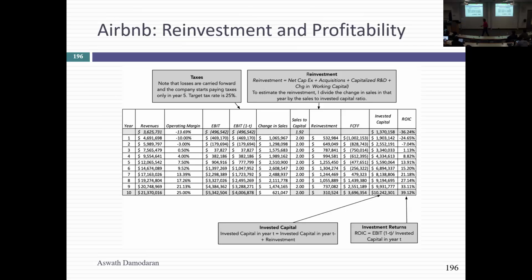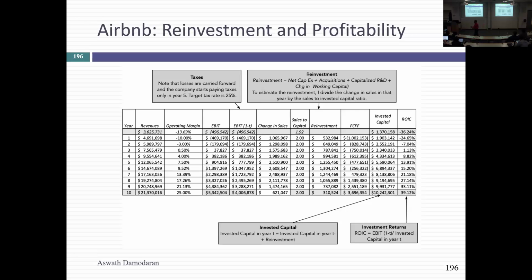So let me complete the Airbnb story. There's my revenues growing based on the story I told you, that being in a big market, becoming a dominant player. There's the operating margin going from minus 13.69% to plus 25%. For the reinvestment, I looked at their history. I looked at Booking.com, Expedia.com, all around $2 of revenue for $1 of capital. What's the invested capital in? Computer platforms, basically acquisitions, things that might not show up as traditional CapEx, but are still reinvestment. I kept the sales to capital ratio at 2.